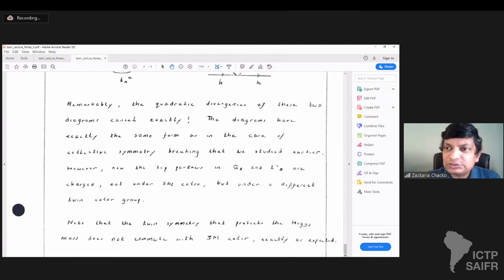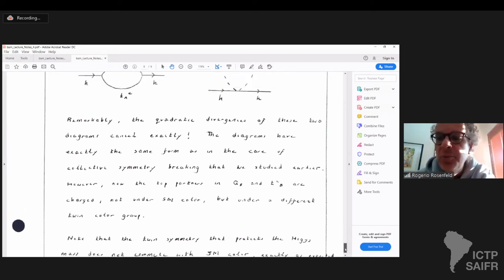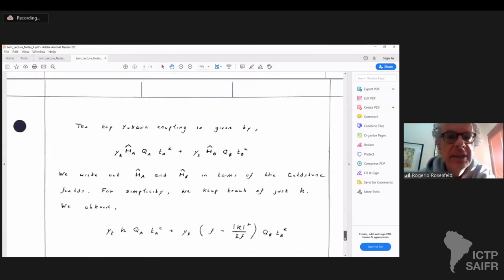Okay, let me stop here and take questions. There's a question from Percy Cassidus. He's asking, could the non-renormalizable term in the top Yukawa coupling be obtained from a UV completion theory?